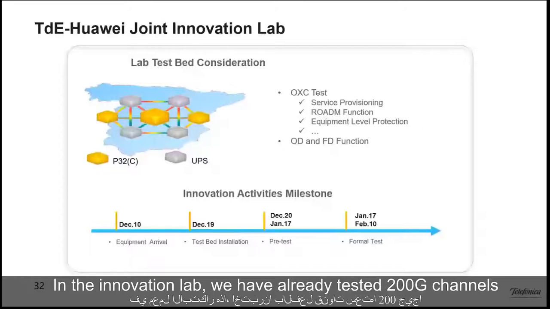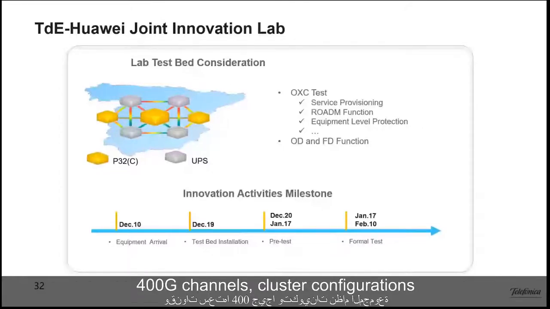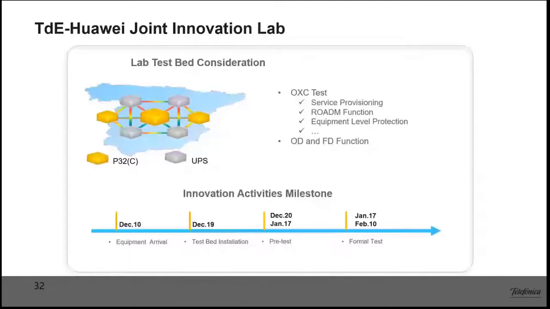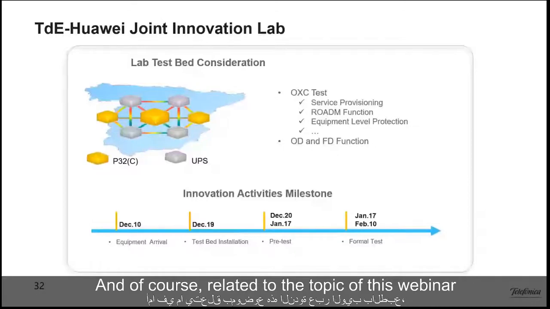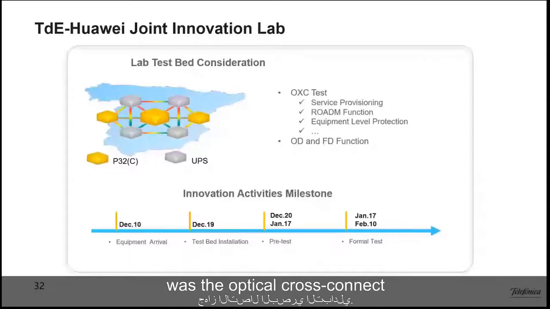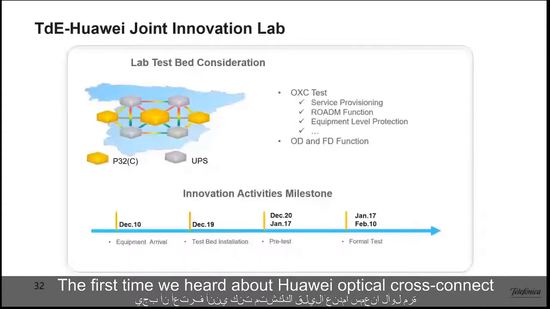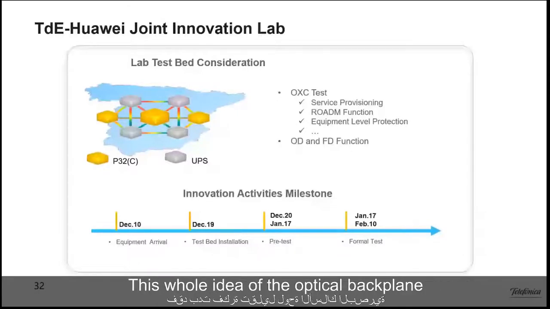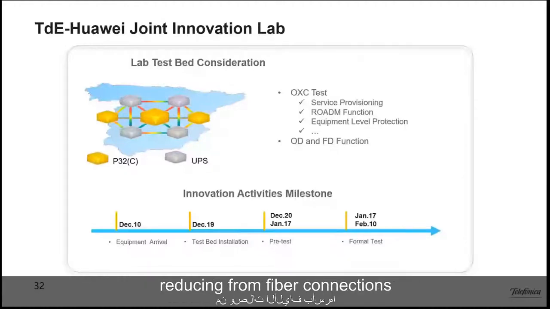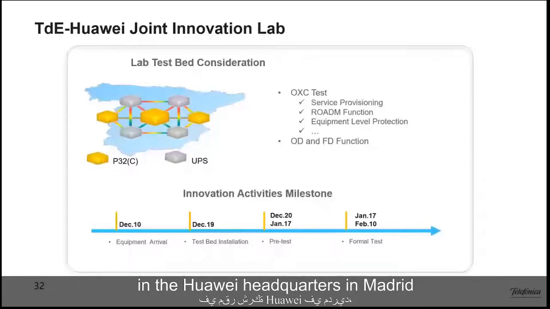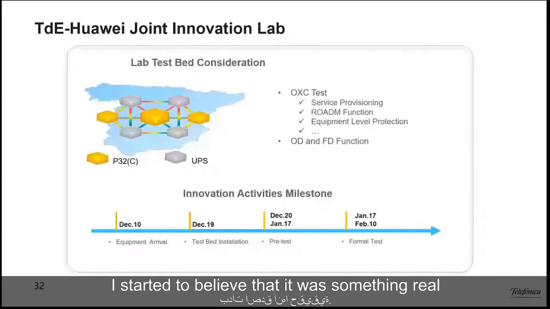In the Innovation Lab, we have already tested 200G channels, 400G channels, cluster configurations, and RAMAN amplification, for example. And of course, related to the topic of this webinar, the last equipment we were lucky to test was the optical cross connect. The first time we heard about the Huawei optical cross connect, I must confess that I was a little bit skeptical. This whole idea of the optical back panel reducing front fiber connections sounded like science fiction to me. But soon after, we had the opportunity to see the back panel in the Huawei headquarters in Madrid. I started to believe that it was something real.